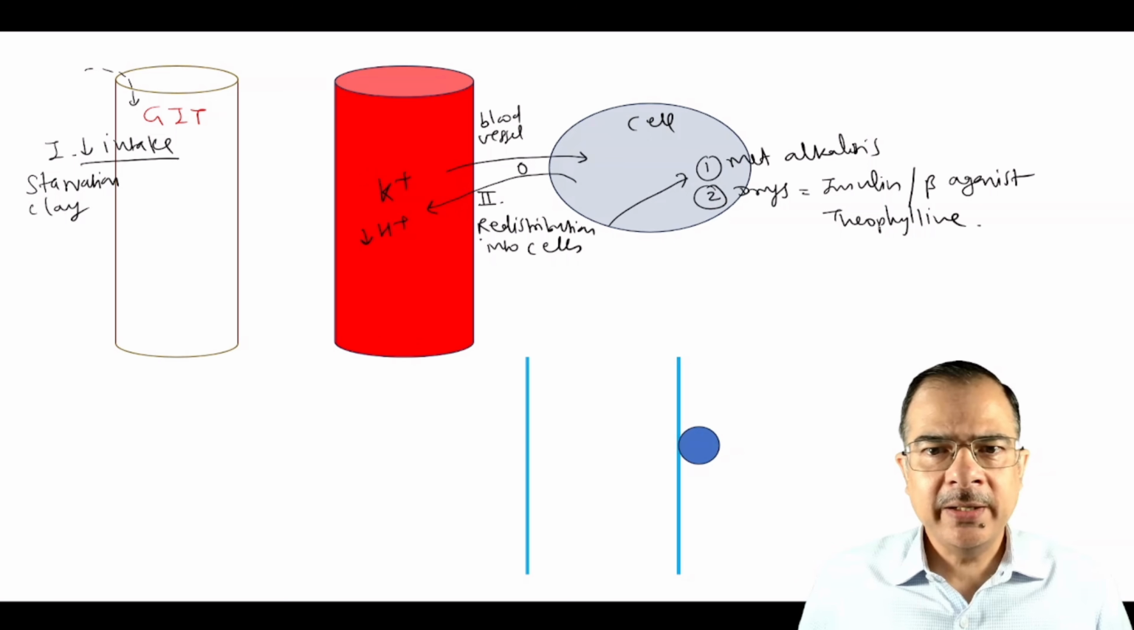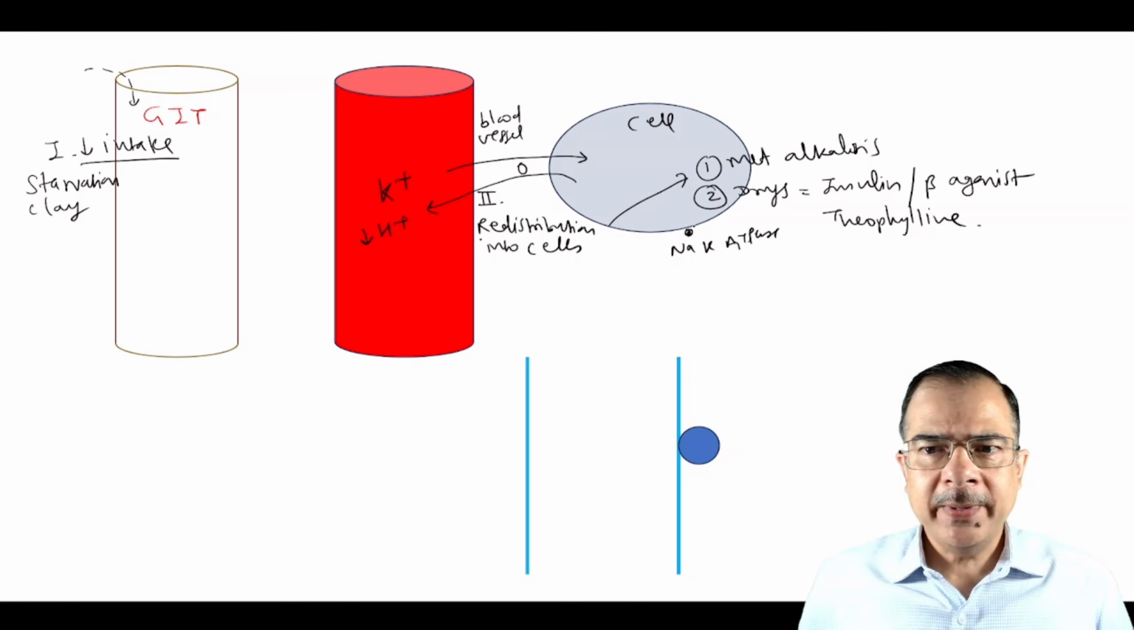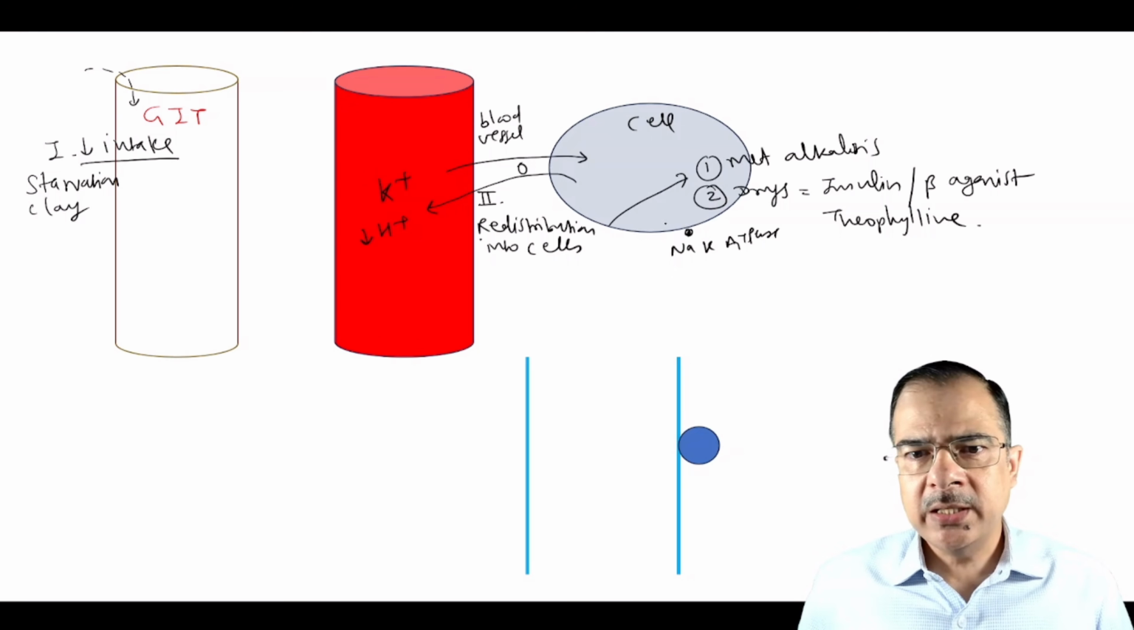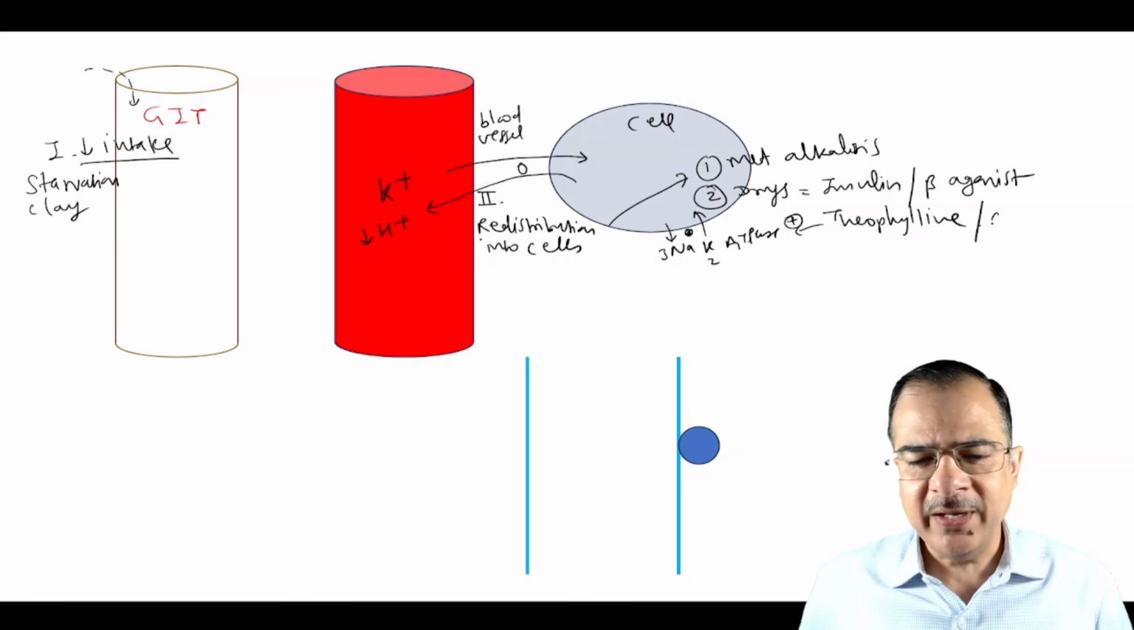So how does theophylline work? This is the sodium potassium ATPase. What does sodium potassium ATPase do? It brings 3 sodium out and 2 potassium in. Theophylline stimulates this ATPase, so more potassium will go inside the cells from the blood. A similar action is seen with caffeine intake.